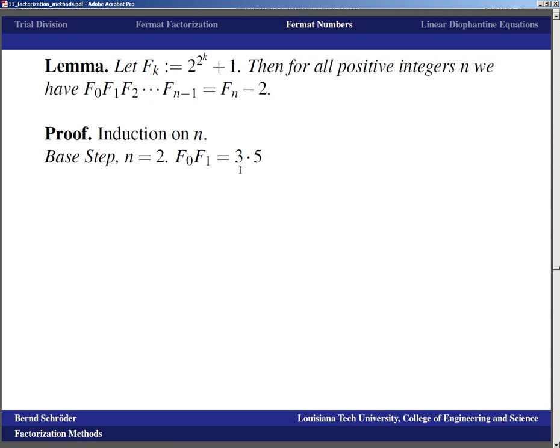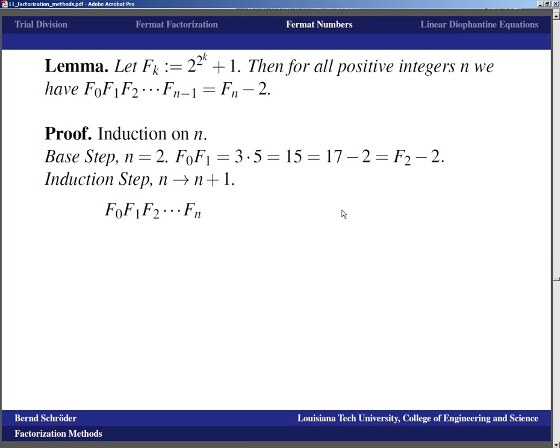f0 would be 2 to the 2 to the 0th, so that would be 2 to the first, 2 plus 1 is 3, and then f1 would be 2 to the 2 plus 1, that's 5, so 3 times 5, and the f2 Fermat number is 2 to the 4th plus 1, which is 16 plus 1, which is 17, so that works because 3 times 5 is 15, and that's 17 minus 2, and 17 is 16 plus 1, which was the second Fermat number. Goodness gracious, counting is ugly here.